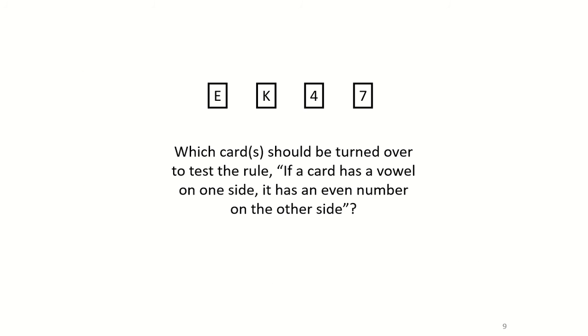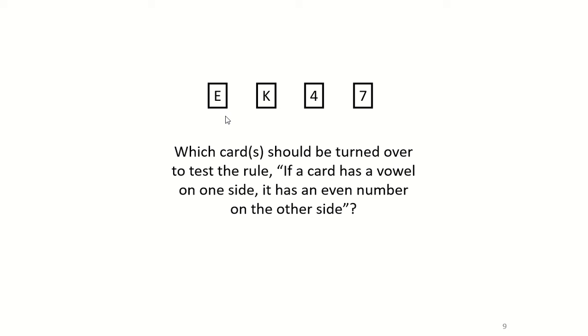So for example, if I ask you the following: which cards should be turned over to test the rule if a card has a vowel on one side, it has an even number on the other side? And I'll tell you that there's 2 cards that you need to turn over to test that rule. The obvious one we need to turn over is card E, because that's a vowel, and it should have an even number on the other side.